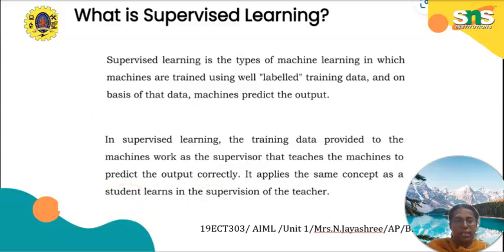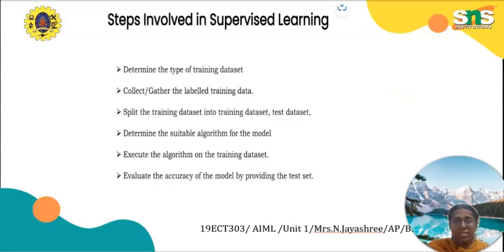Let us see what the steps involved in supervised learning are. Determine the type of training data set. Collect or gather the labeled training data set, and split the training data set into a training data set and a test data set. Determine the suitable algorithm for the model. Execute the algorithm on the training data set. Evaluate the accuracy of the model by providing the test set. These are the steps involved in supervised learning.